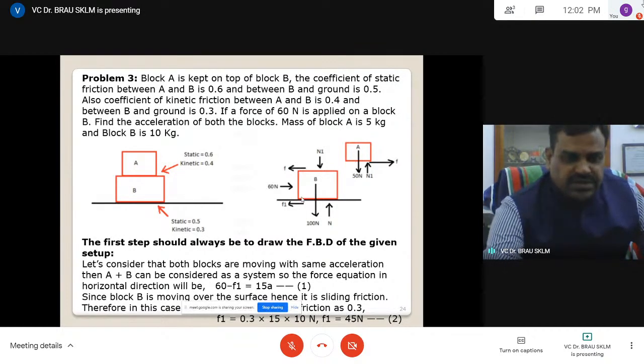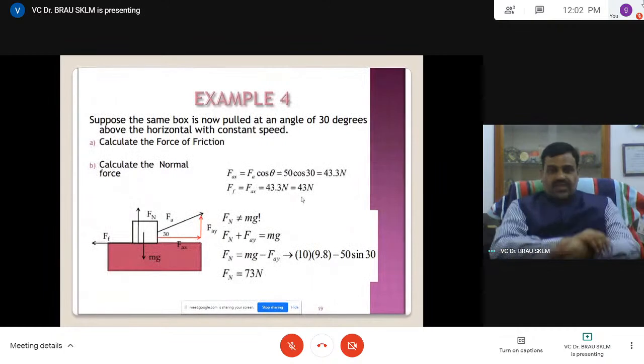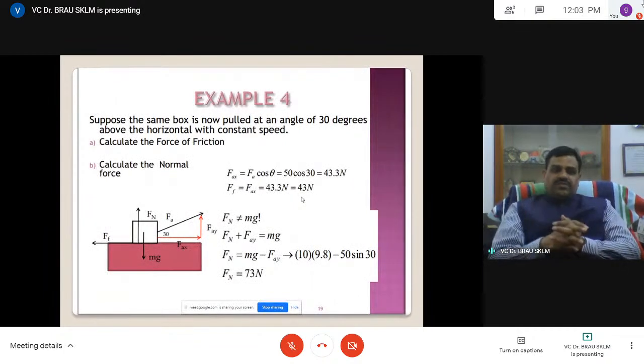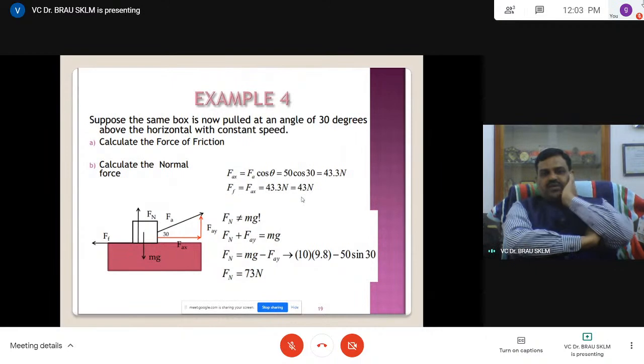Now let us come to the next problem. I am skipping the dynamics part, I only explain the analogy. Later we will discuss in detail. At this stage I don't want to confuse you with the dynamics, only confined to the statics. But when the acceleration comes, I will explain how it comes.